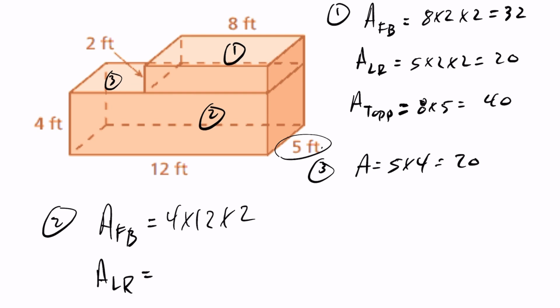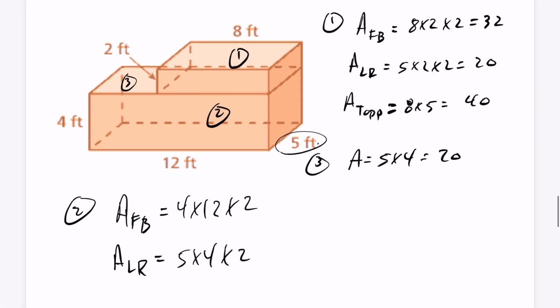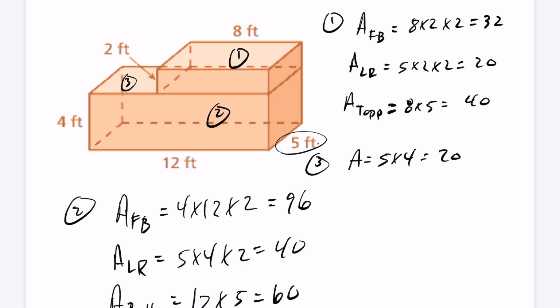Then I have the area of the left and right. This side here, this is going to be 5 times 4 for the area of the left and right. And again, there's 2 sides there, so I'll double that. And then lastly, I have area of the bottom here. And the area of the bottom is going to be 12 times 5. So going ahead here, I end up getting 96. That'll be 40, and that'll be 60.